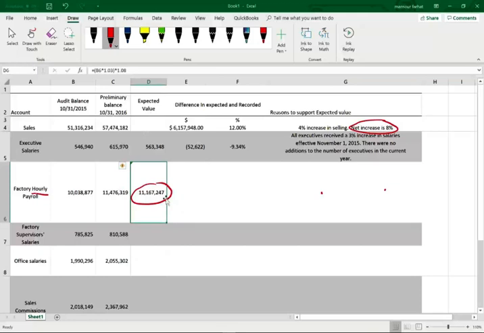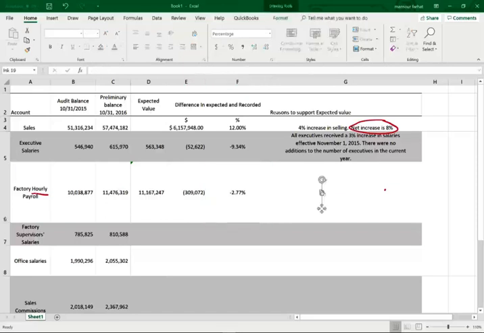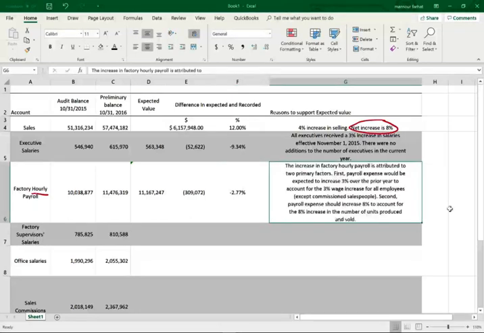Well, the difference between my expected value and my preliminary value, let's see how much it is, let's find the dollar amount as well as the percentage. The difference is 309,000. Percentage-wise, the difference is 2.77%. That's not too bad an overall difference. Okay, once again, in this analytical procedure we have to account for two things: the 3% increase and the 8% increase in net sales. So 3% natural increase and 8% is the increase of sales.